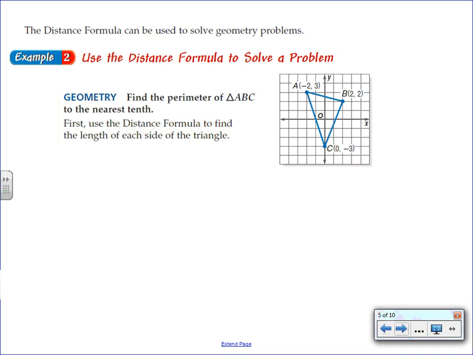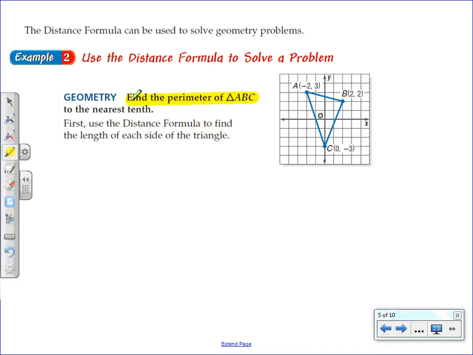The distance formula can also be used to solve geometry problems. So here we have a geometry problem. It says, find the perimeter of ABC to the nearest tenth. So you'll remember the perimeter means the length around an object. So we need to find the length starting at A, going to B, down to C, and up to D. That means we have to find the length of AB, the distance of AB.